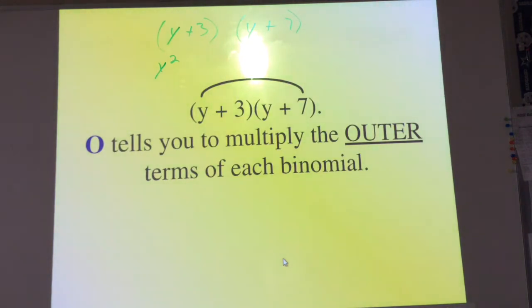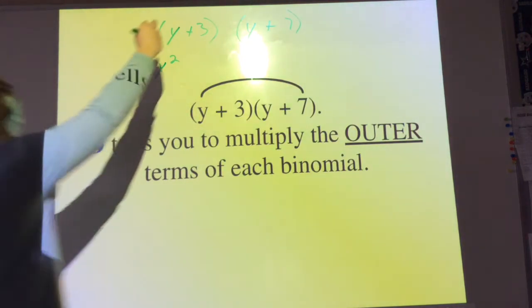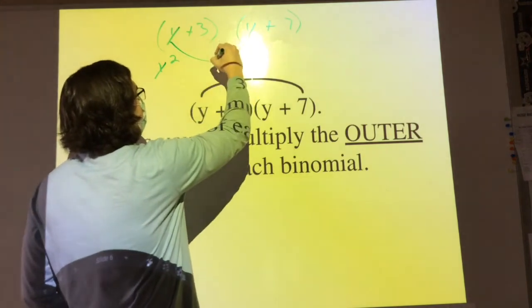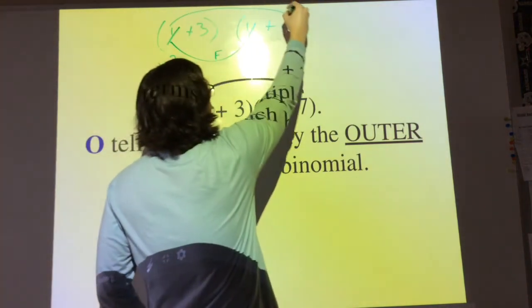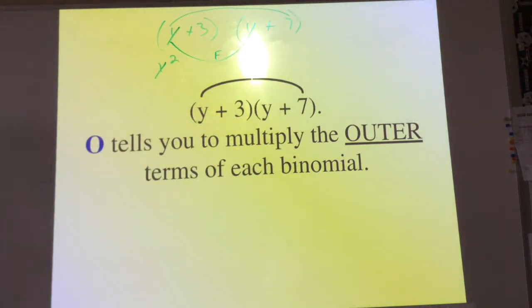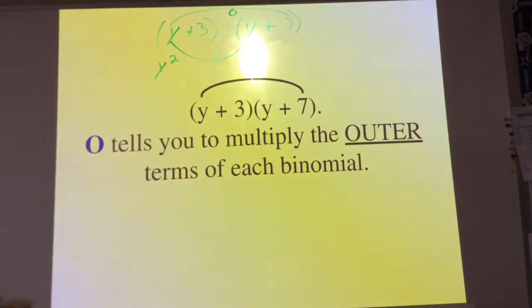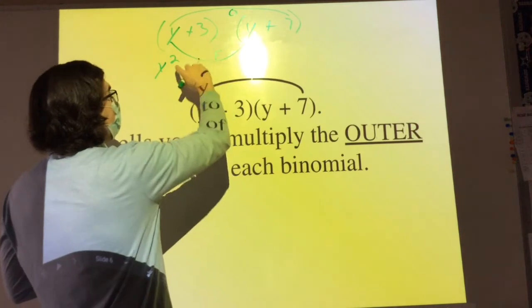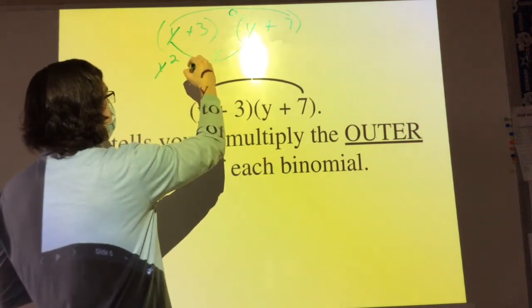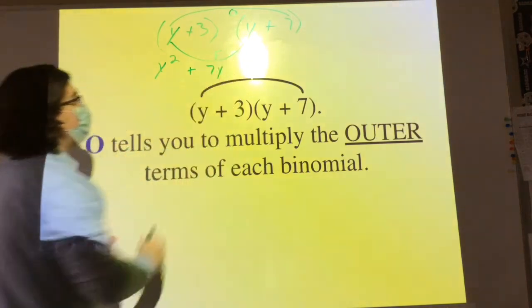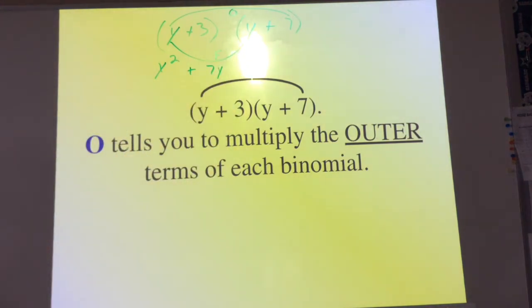Now we're going to multiply the two outside numbers. So the F was our first times first. Now we're going to go outer. What do you think I mean by outer? Addison? Do we agree that this is on the outside? And do we agree that this is on the outside? That's what I mean by outer. Well, what is y times 7? 7y, right? Because we don't know what y is. So we're going to have 7y. We okay with that step so far?